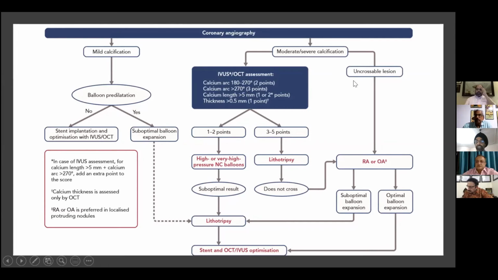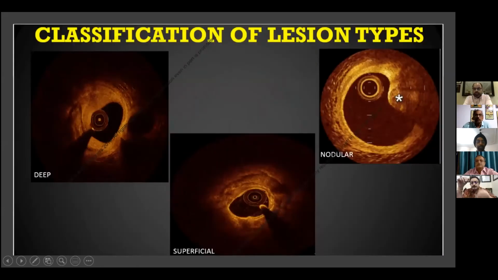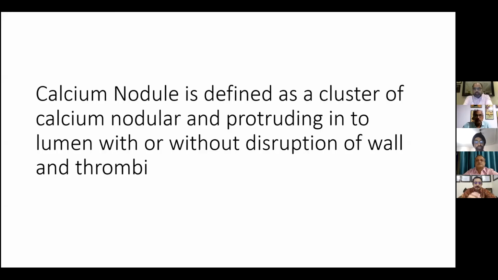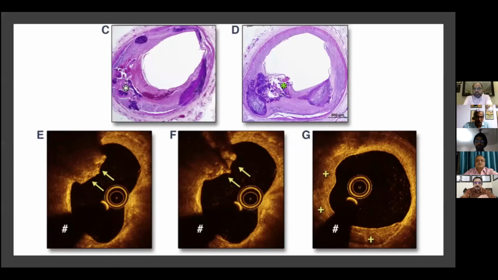So if there is an uncrossable lesion, if the lesion cannot be crossed, you have no option but rotablation or an orbital atherectomy. So this is what a calcified nodule looks like. It's defined as a calcium nodule which protrudes into the lumen.